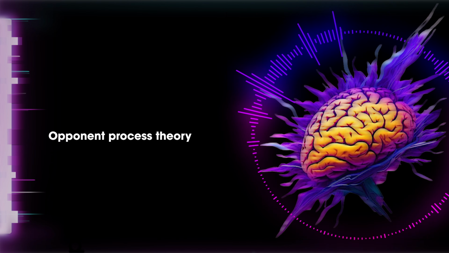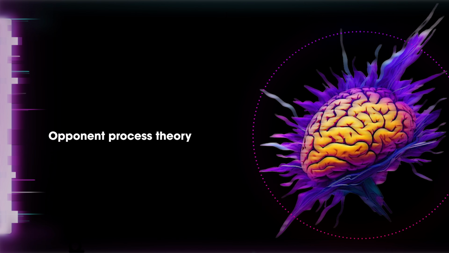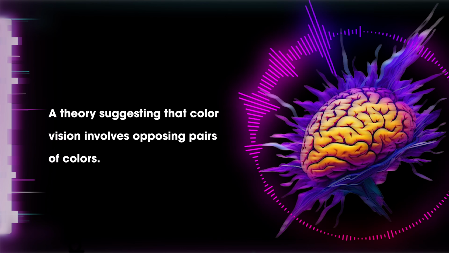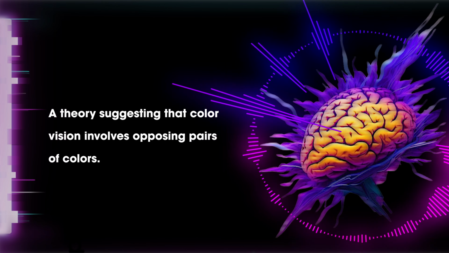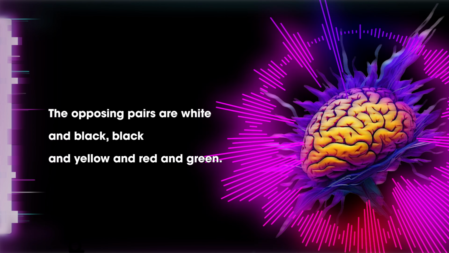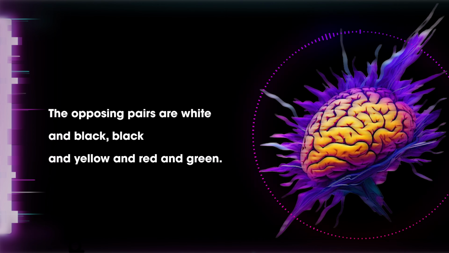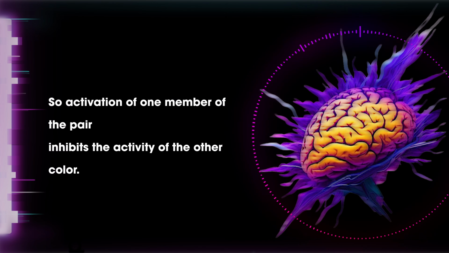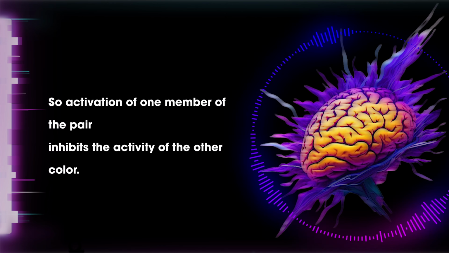Opponent process theory. A theory suggesting that color vision involves opposing pairs of colors. The opposing pairs are white and black, black and yellow, and red and green. So activation of one member of the pair inhibits the activity of the other.